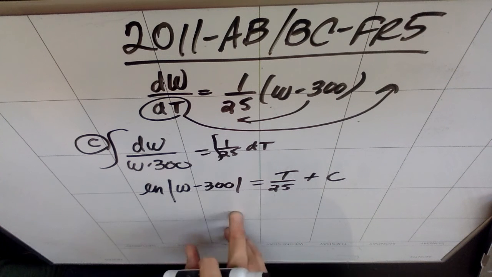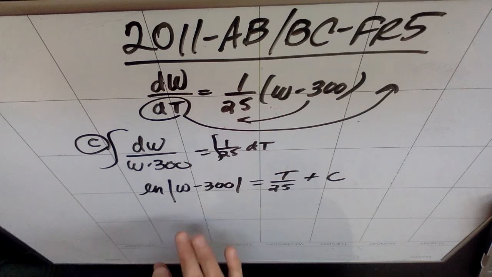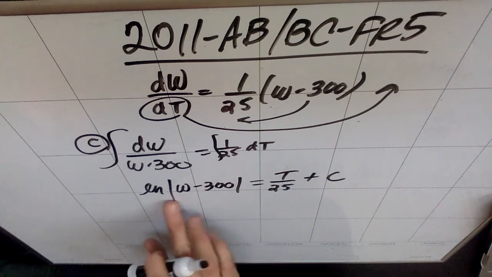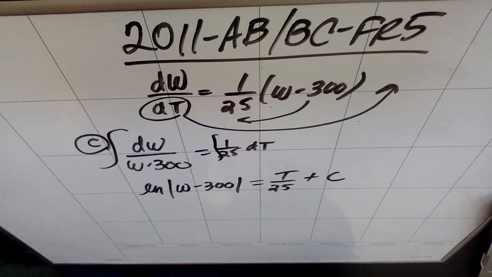I'm already going to argue that I don't need this absolute value here. The reason I don't need the absolute value is I was expressly told that W starts at 1400 tons and doesn't drop. W is increasing. So I can get away with just dropping this absolute value because W minus 300 is not a negative quantity. But it doesn't really matter. So I'm going to solve.